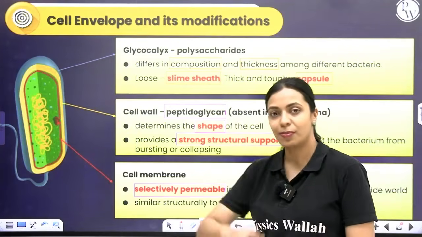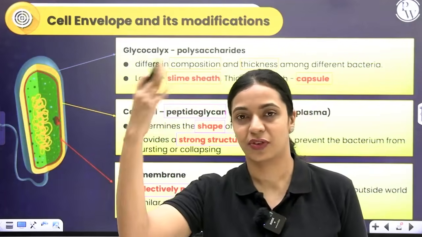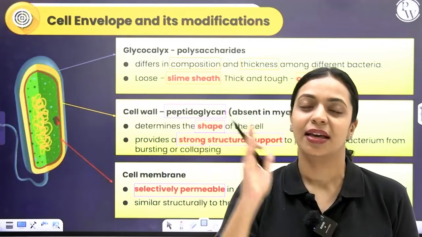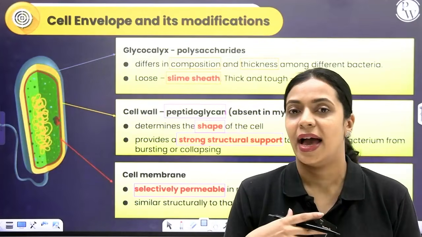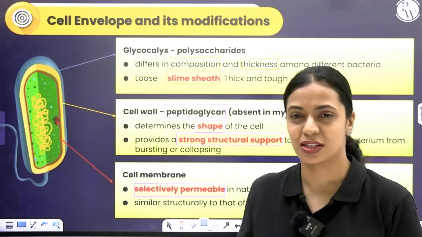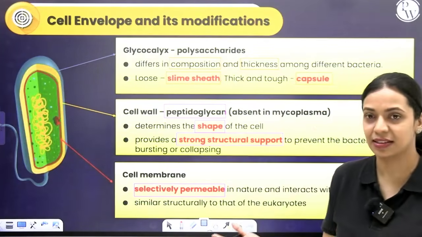So the cell envelope outermost has glycocalyx made up of different types of polysaccharides. Middle you have cell wall made up of peptidoglycan. Innermost you have the cell membrane. And the cell membrane structure we're not discussing right now. We learn about it in eukaryotes. It's pretty much the same thing. It's exactly the same thing.